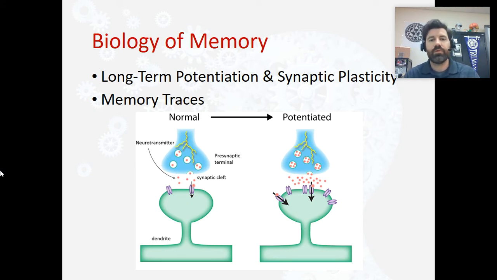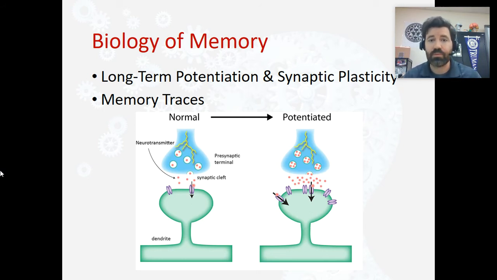When we form a memory, what happens is one cell sends a message to another cell. When this message is being sent over and over again, just like when you are studying, reading something over and over, or maybe learning how to juggle for the very first time and practicing over and over again, you're rehearsing this, and what happens is the cells get really good at communicating, and they actually physically change.